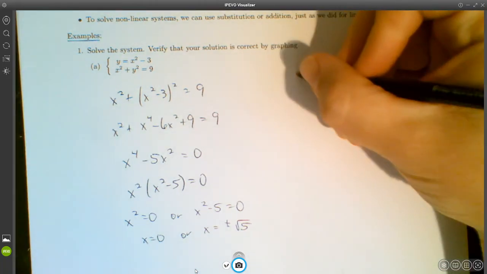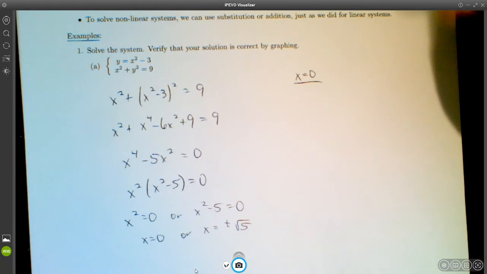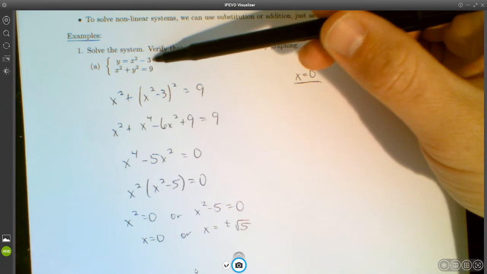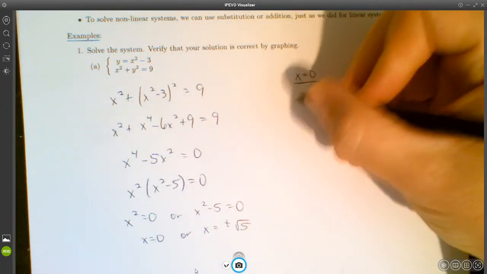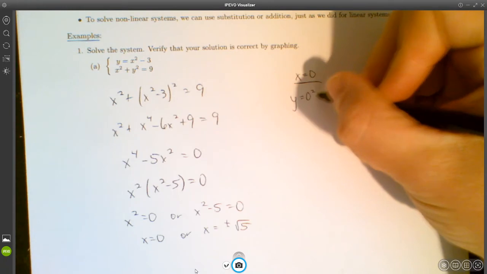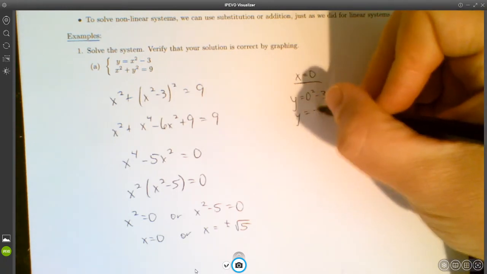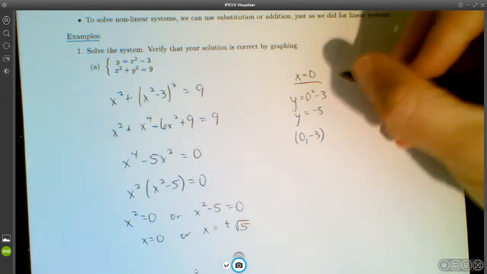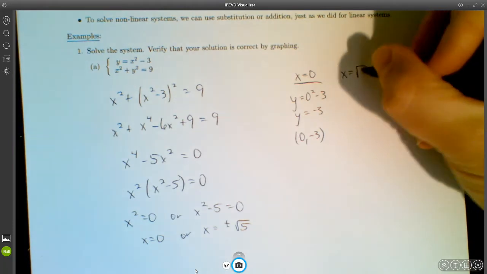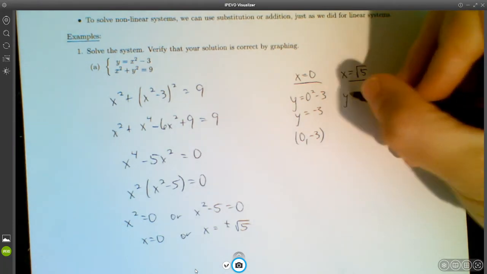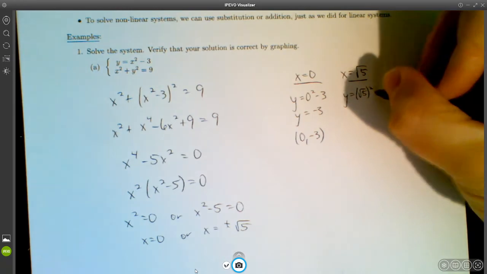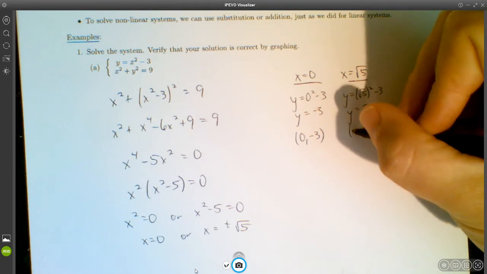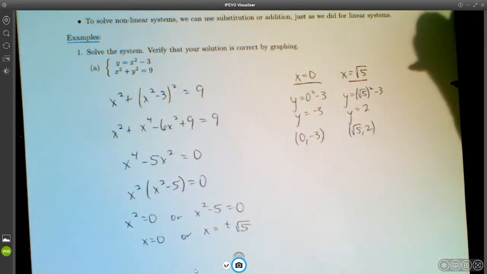So if x equals 0, what y coordinate corresponds to that? Well, you can use either of these equations to find the y coordinate. I'm going to use the top one. I think it's a little easier. So if x equals 0, then y equals 0 squared minus 3, so y equals negative 3. So one of my solutions is the point (0, negative 3). If x equals square root 5, then y equals root 5 squared minus 3. That's 5 minus 3, which is 2. So I get the point (root 5, 2) as another solution.